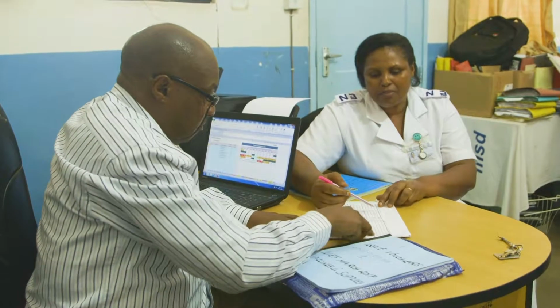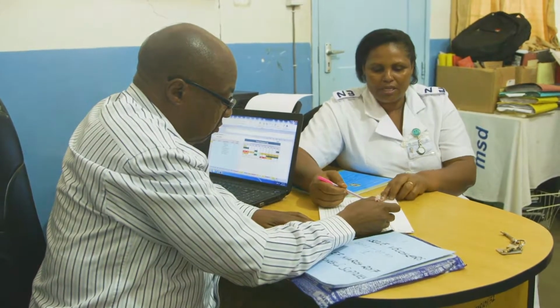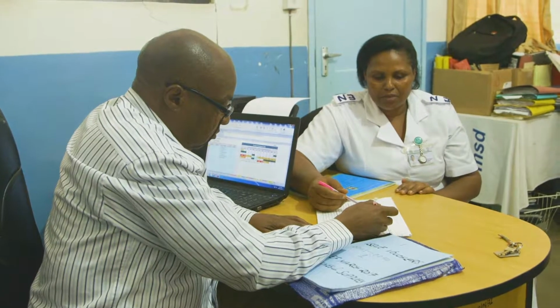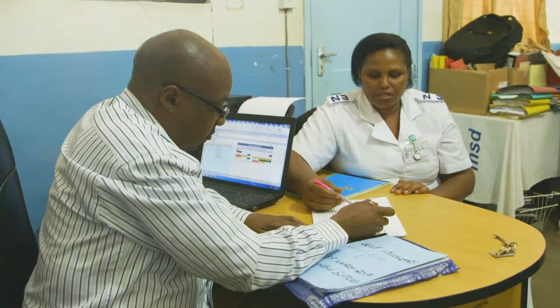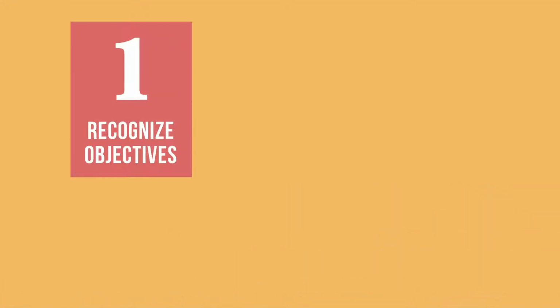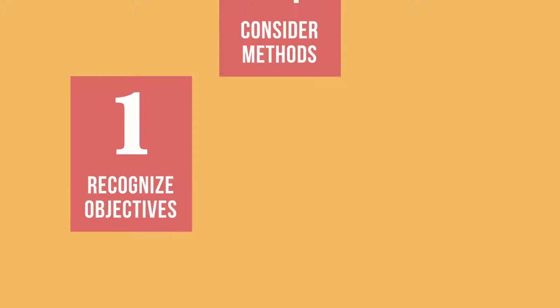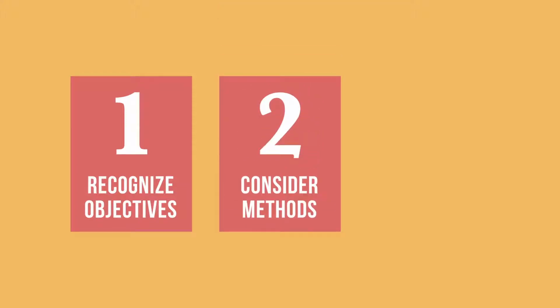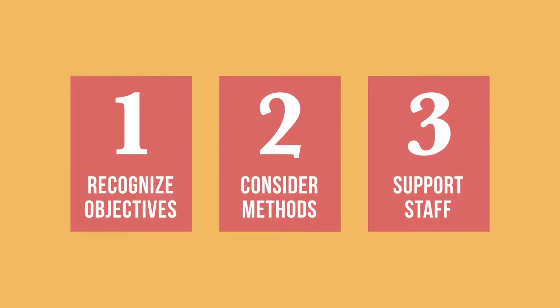As a district or subnational manager, you need to implement an effective surveillance system throughout the health facilities in your district according to national policies. To implement an effective surveillance system, you will need to recognize the objective of your program for each disease, consider the surveillance methods for each objective, and support staff to carry out surveillance.